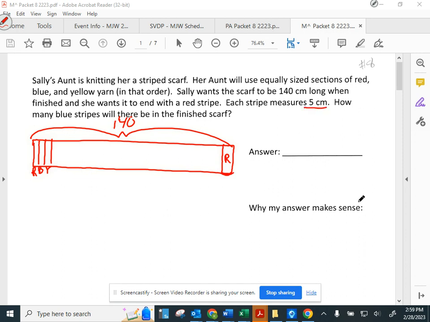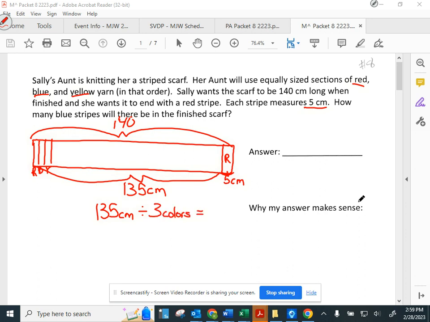And we know each stripe measures 5 centimeters. So I want to subtract that 5 centimeters so I can see what my full scarf is without that last extra red piece. So I'm going to subtract out that 5 centimeters from 140, and I'm left with 135 centimeters. So I know that for 135 centimeters, I've got 3 colors: the red, the blue, and the yellow. So I'm going to divide my 135 centimeters by my 3 colors.